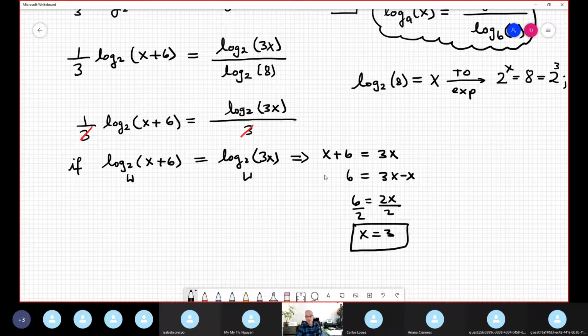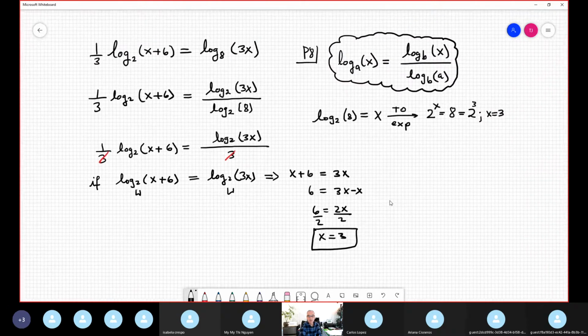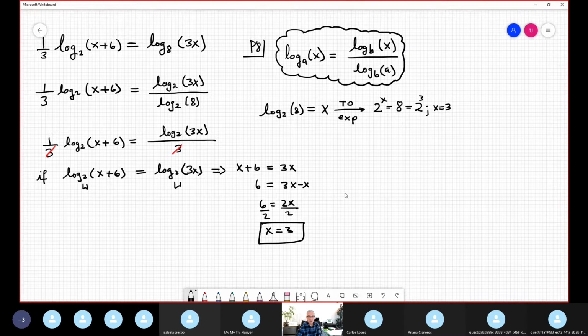Yeah, as always happens, mandatory you need to check this solution in the original equation to verify it's true, to verify it's okay. Let's do it. It's 1/3 and the original. This is the original.